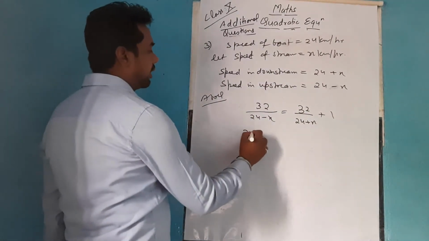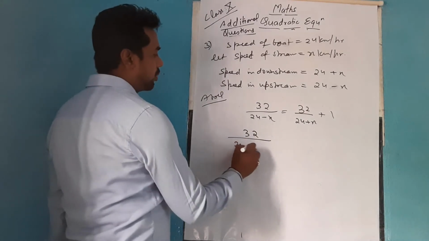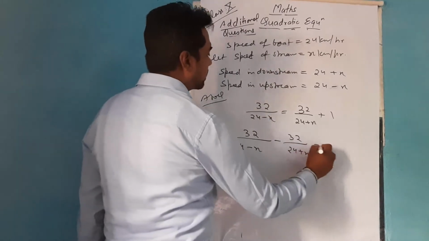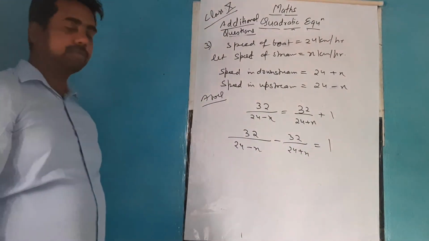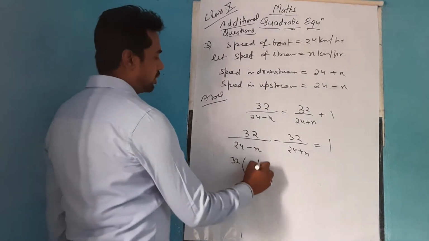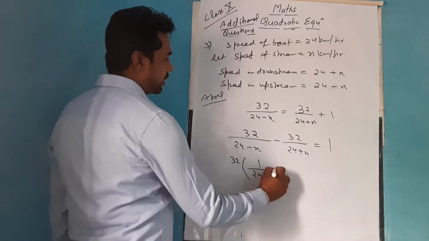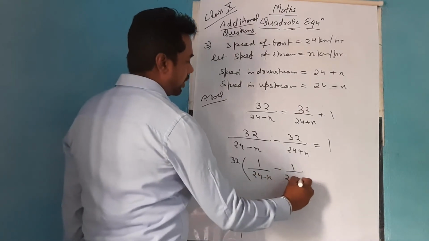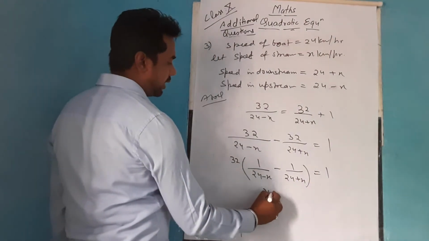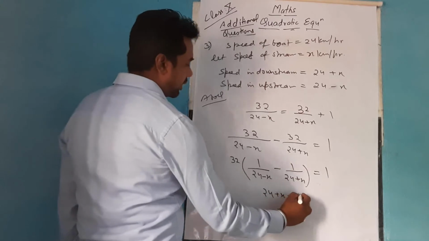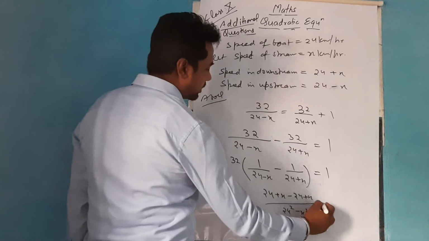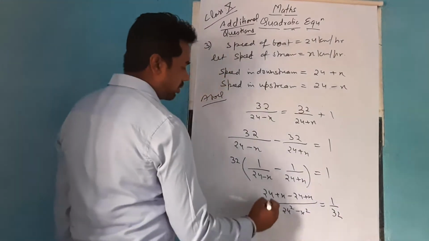So according to that, your equation becomes 32 upon 24 minus x minus 32 upon 24 plus x equals 1. Now we solve it for x. First we can take 32 as common, so this becomes 1 upon 24 minus x minus 1 upon 24 plus x equals 1 by 32. We'll send 32 to the other side and take the LCM: 24 plus x minus 24 plus x upon 24 square minus x square equals 1 by 32.